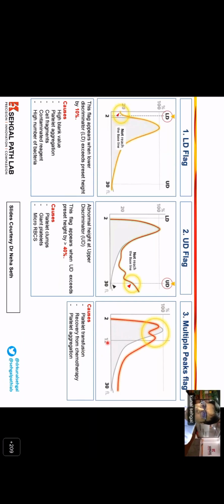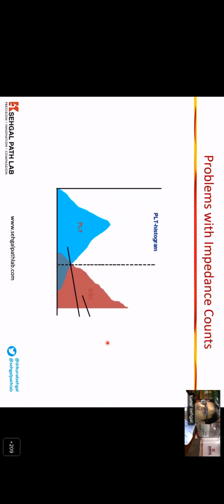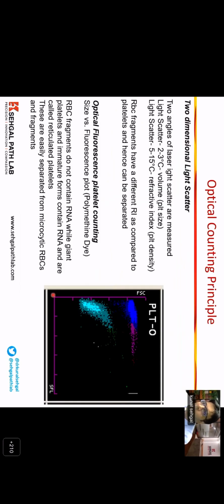So this is broadly in a very pictographic way to tell you, you will face these challenges in practice, you have to identify. So the major challenge we identified in impedance is that machine does not know whether I am platelet or I am RBC. It only knows size of the particles. So giant platelets in this size and small RBCs on this side is what we call as an overlap area. Machine cannot identify. That's when came the advent of optical technology.